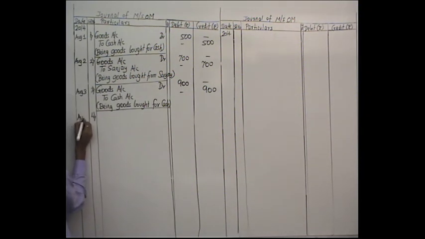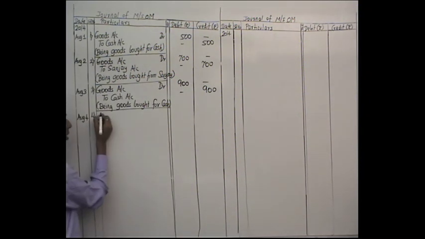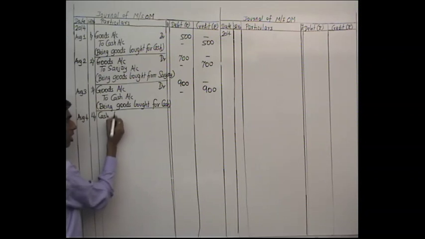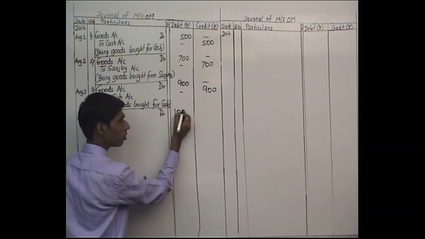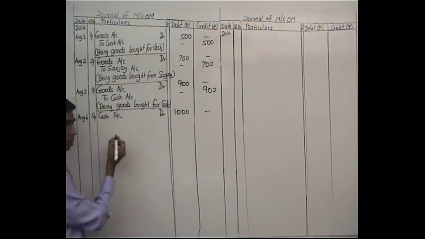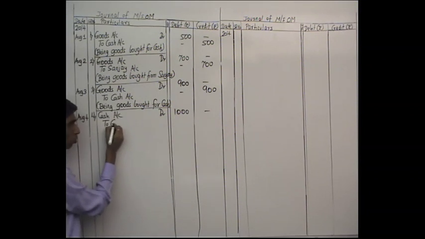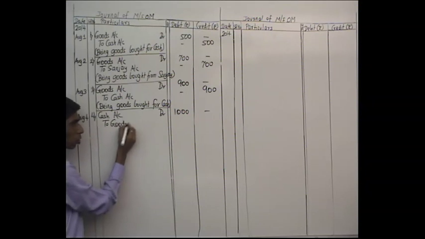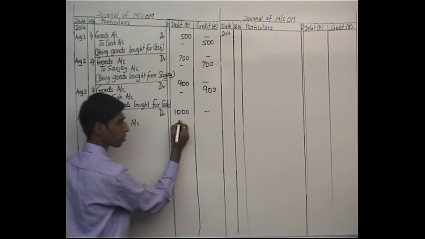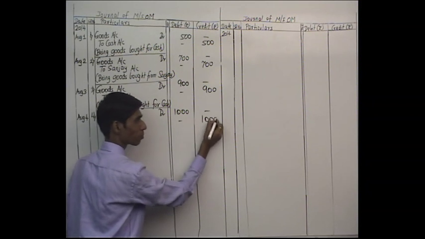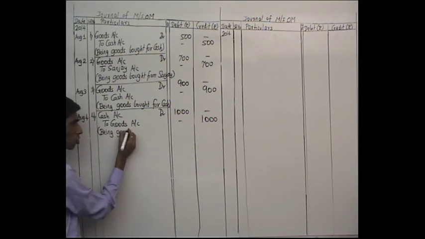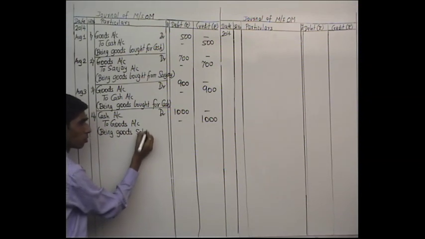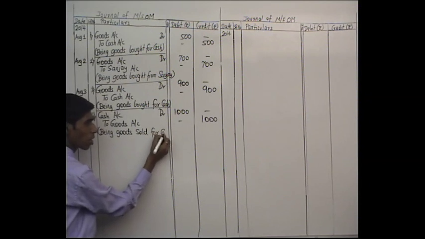Date first, August 4. Entry, cash account debit 1000 to goods account credit 1000. Narration, being goods sold for cash.